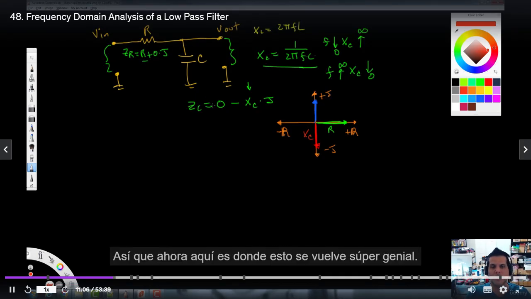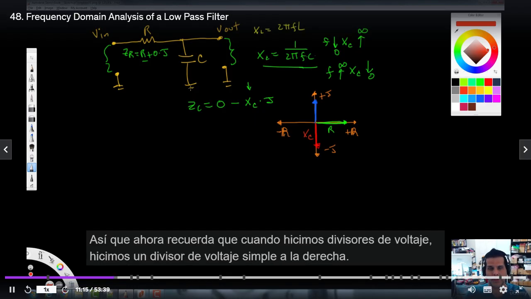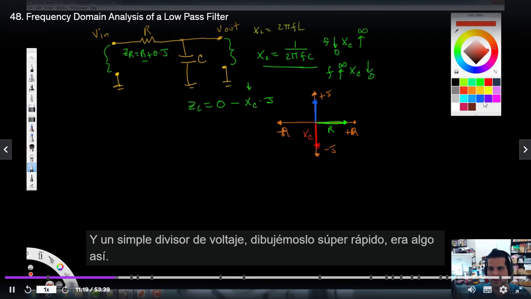So now this is where this gets super cool, and as long as you follow the math, you're going to be able to do all kinds of really interesting things. Remember when we did voltage dividers, we did a simple voltage divider, right? And a simple voltage divider, let's just draw that super quick, was just something like this.